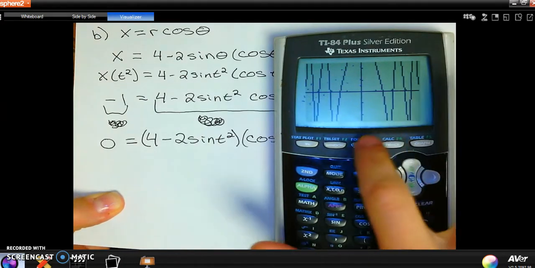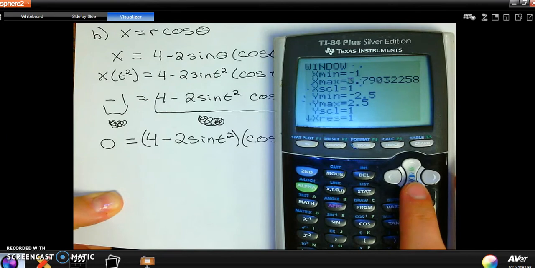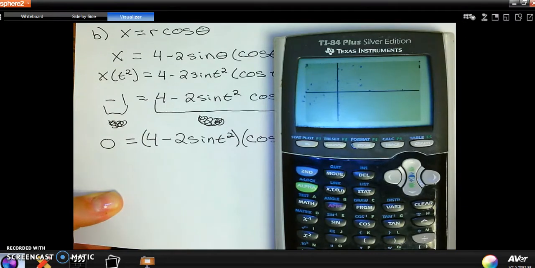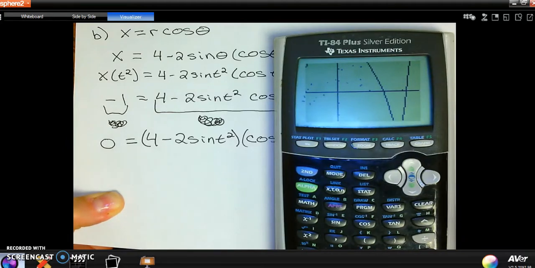But remember, we want to restrict it, so maybe our window goes from -1 to 2.5, which should be more than enough for us to see what we need to see. And once it graphs in there, we want to find where it equals 0. That one looks like it's going to be outside the window, so I want this one. And again, I just adjusted the window.